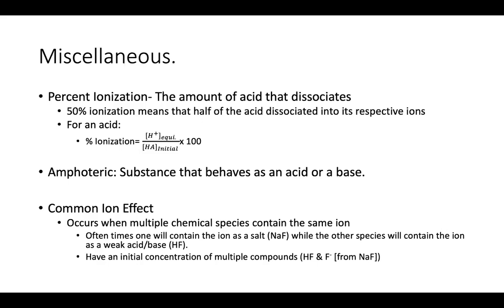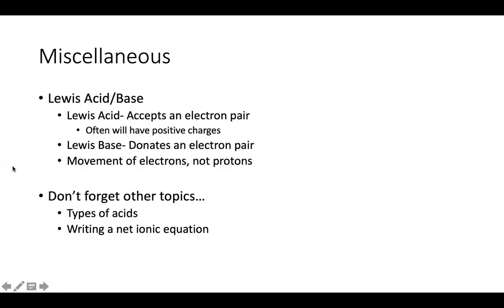Maybe in a certain situation, we add sodium fluoride to water. We also add HF to water. In this case, we have a common ion of fluoride, F minus. That ion comes from two different sources, our weak acid along with our salt. The important portion of the common ion effect to keep in mind is that we'll have an initial concentration of multiple compounds, our HF and F minus in this case. I'll talk about this more when I go through the challenge problems tonight.